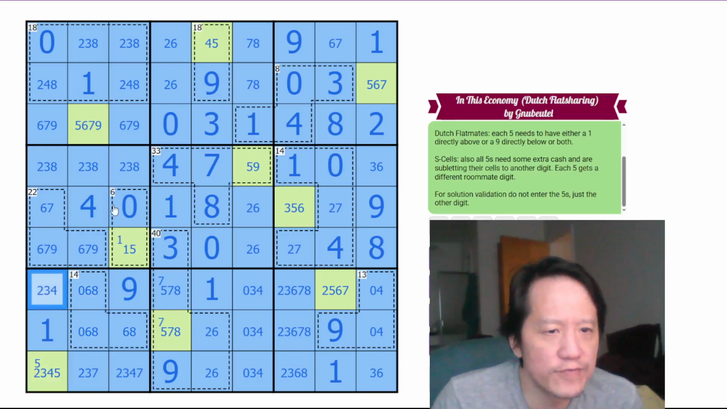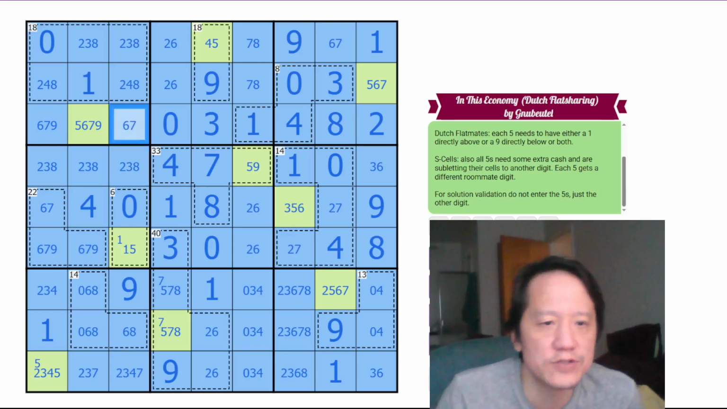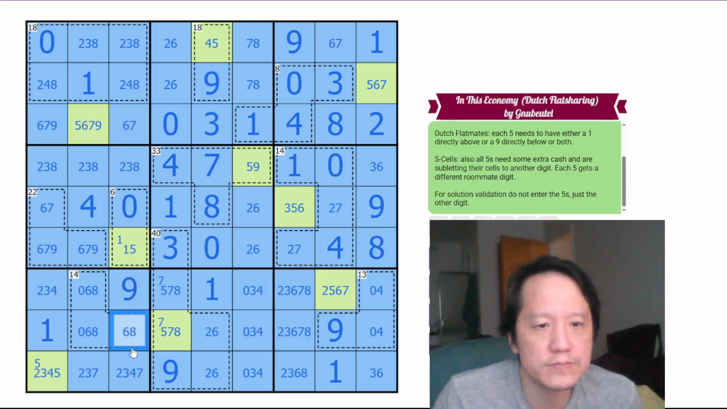We have 2, 3, 4 here, 2, 3, 8, 2, 4, 8. Just not enough restrictions here. This can't be 9, but that doesn't tell us very much. Yeah, even this right now, it looks like it's fine, right?